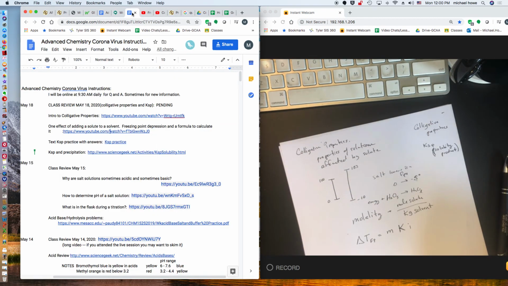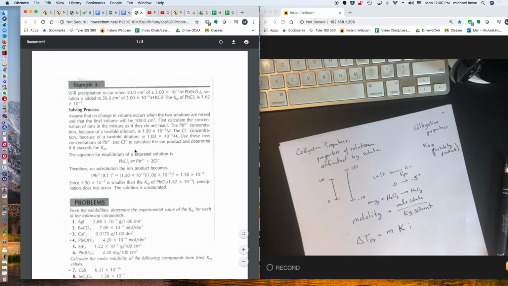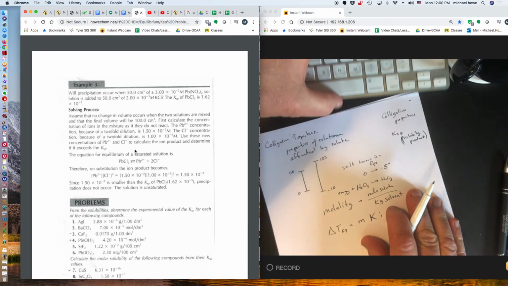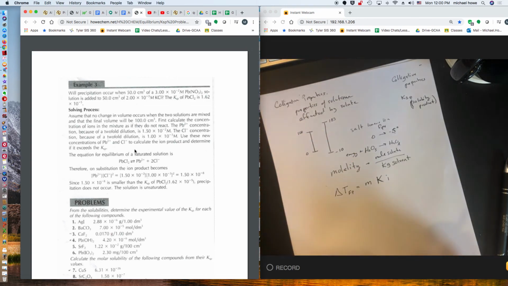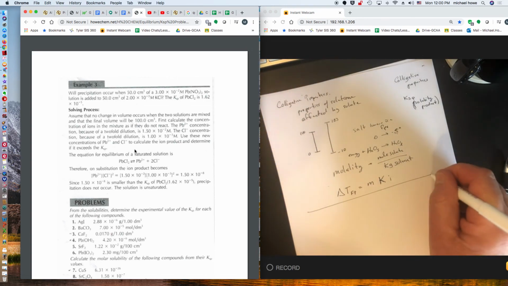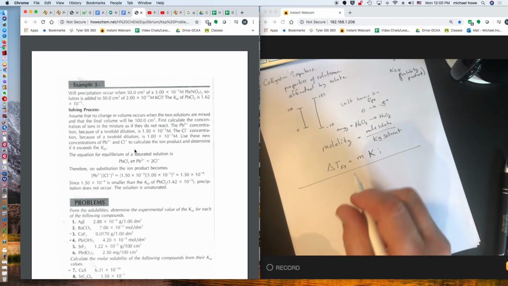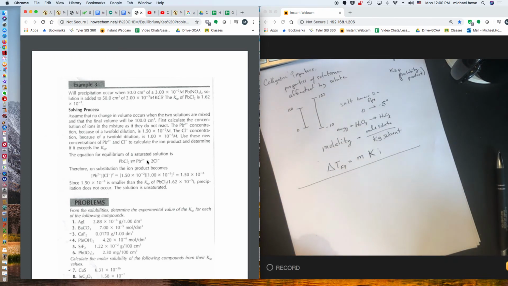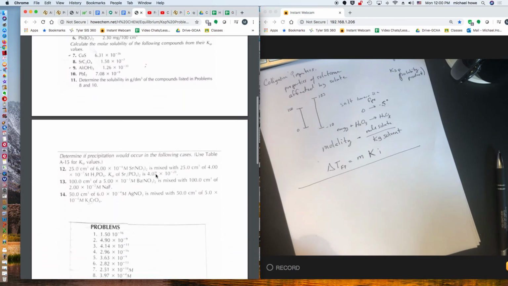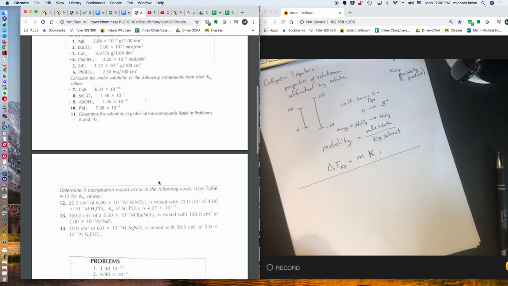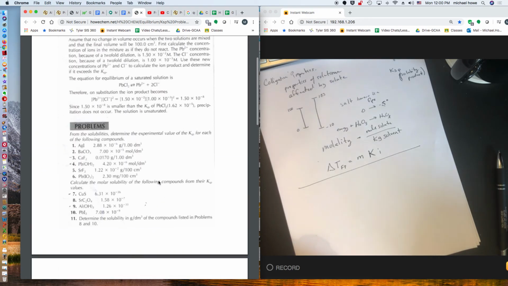The next part of class dealt with solubility products. So I posted not a very good copy of this, but some practice problems for you to do with solubility product. The how-to is going to be in this video that I'm making, except there's an example here for the third kind of problem over here, which is the harder of the 3 kinds of problems you could run into with solubility product.